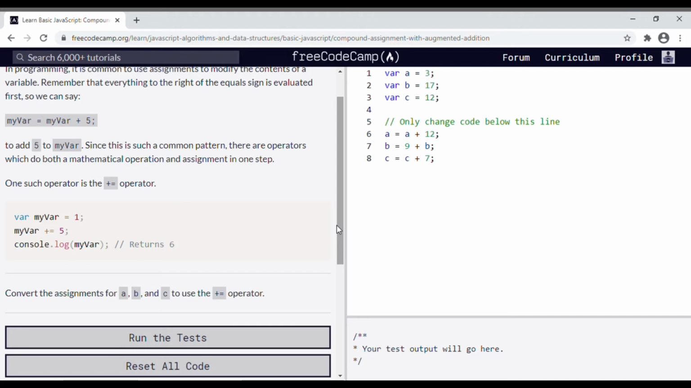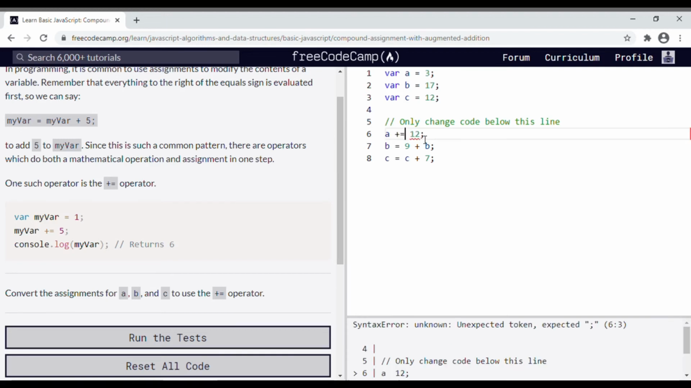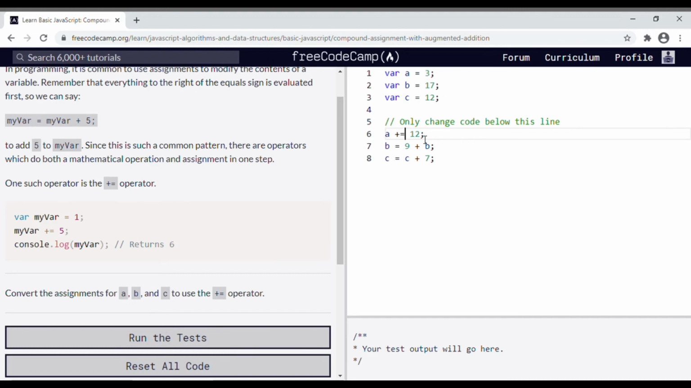Okay, so it says convert the assignments a, b, c to use the operator plus equals. So it's saying a is equal to 3, b is equal to 17, c is equal to 12. So it wants you to use the assignment operator. So you can get rid of this and put plus equals. That's one done. B, you can do the same here. You put plus equals. And then, yeah, you can do the same here.